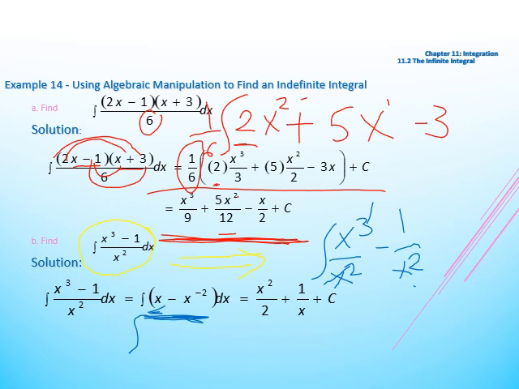So the integration of x will be x squared over 2, and the negative sign times x to the power negative 2 plus 1, which is equal to negative 1 over x. We can convert it to a positive value, so it will be 1 over x, because the negative sign with the denominator becomes positive here, and adding the constant.